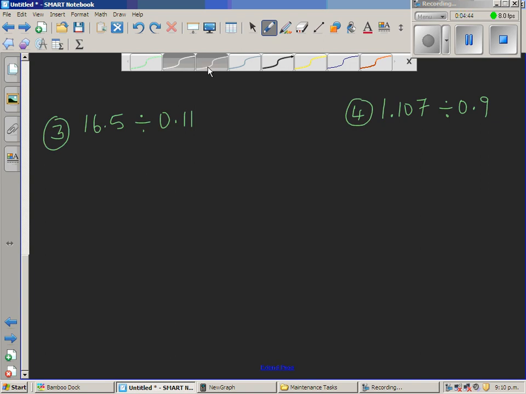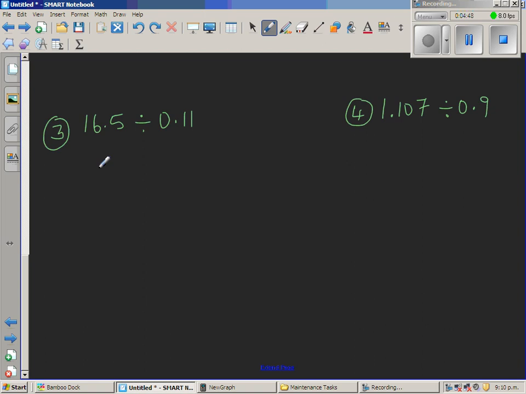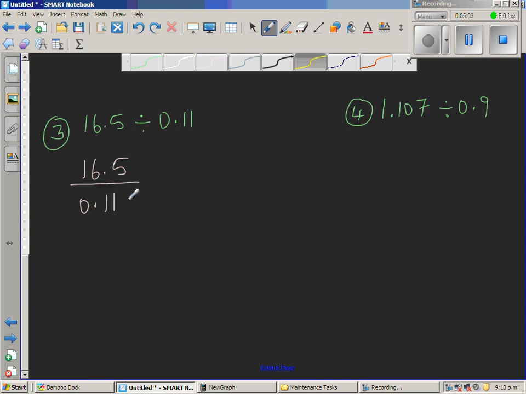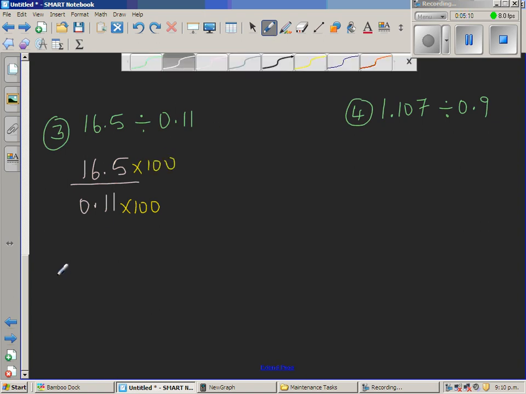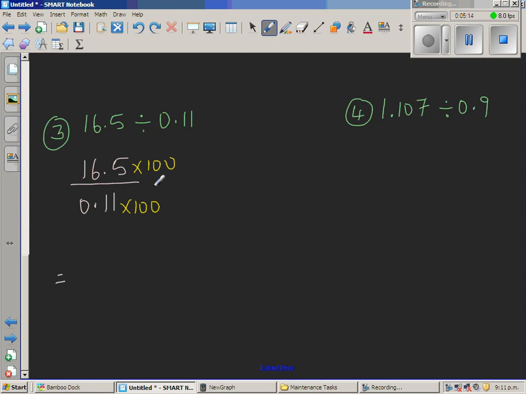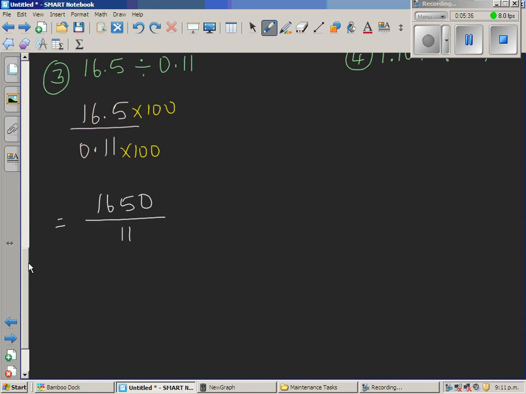16.5 divided by 0.11. I'll write the same thing again, 16.5 divided by 0.11. I want to make this a whole number, so I have to multiply by 100, making this 100 times bigger. If you multiply this by 100, you also have to multiply the numerator by 100. So 16.5 times 10 is 165, and then again by 10, because 100 has two lots of 10, or 10 times 10 is 100.